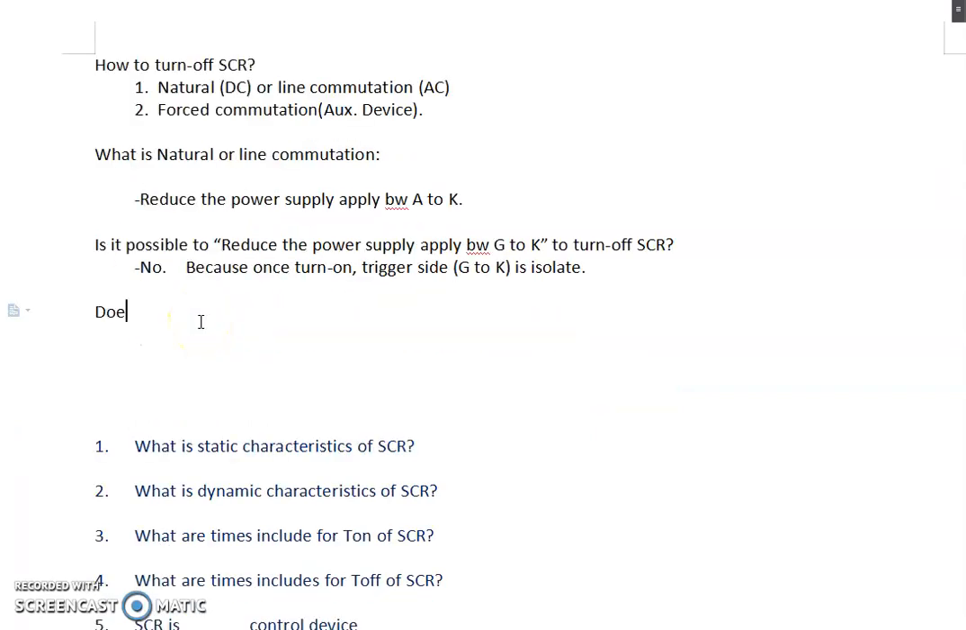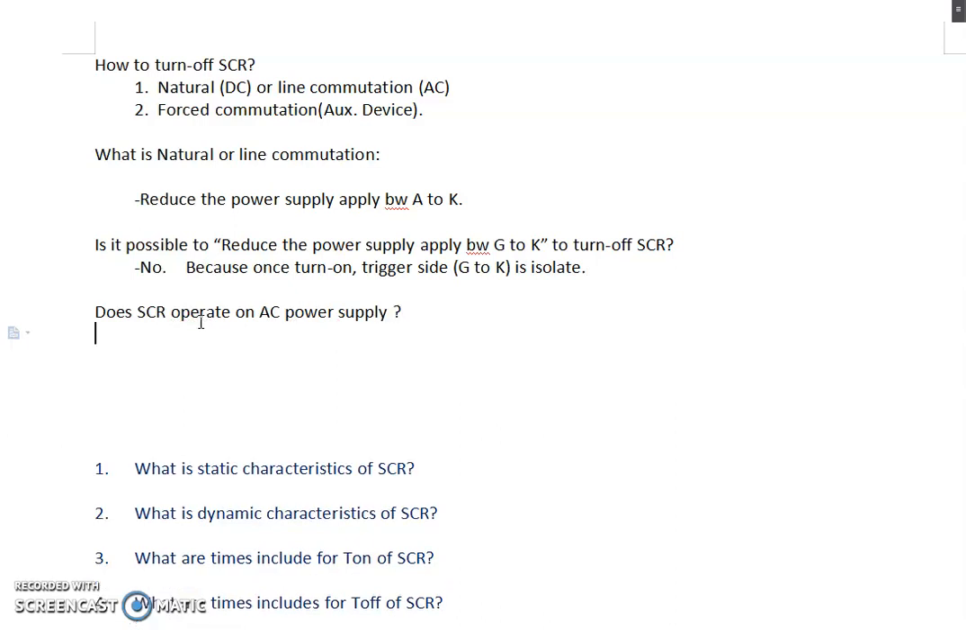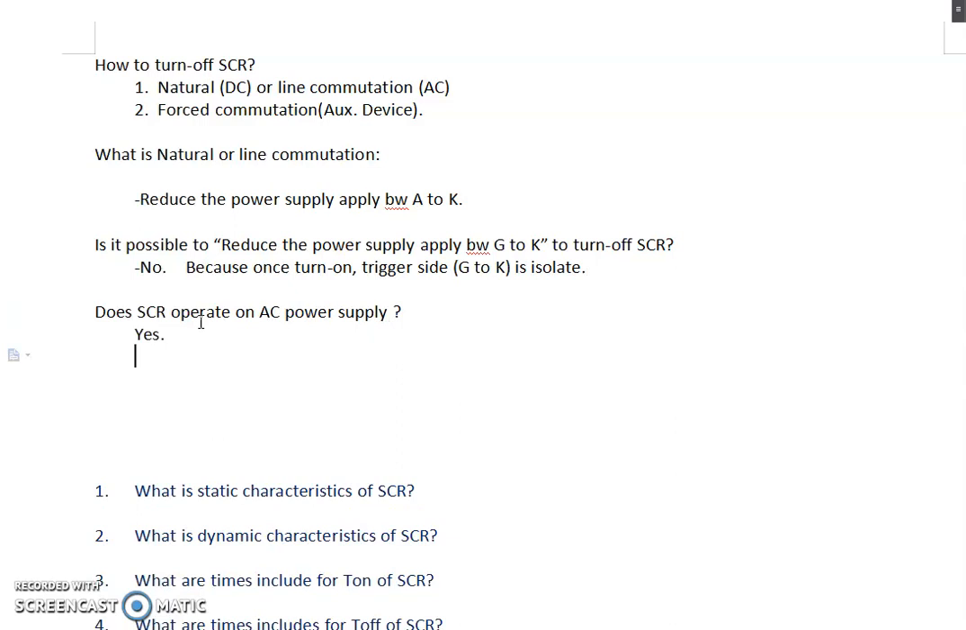One more question I will ask you. Does SCR operate on an AC power supply? Yes, it operates on an AC power supply, particularly in transmission lines. Transmission lines use SCRs because transmission lines have high power ratings, and the SCR is a device that can withstand them. So you use the SCR for that.